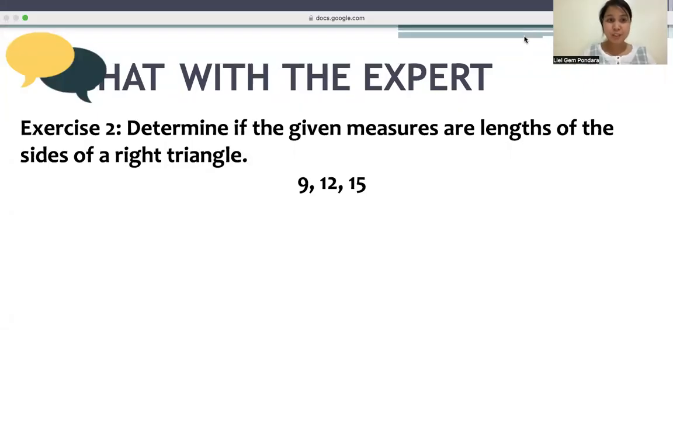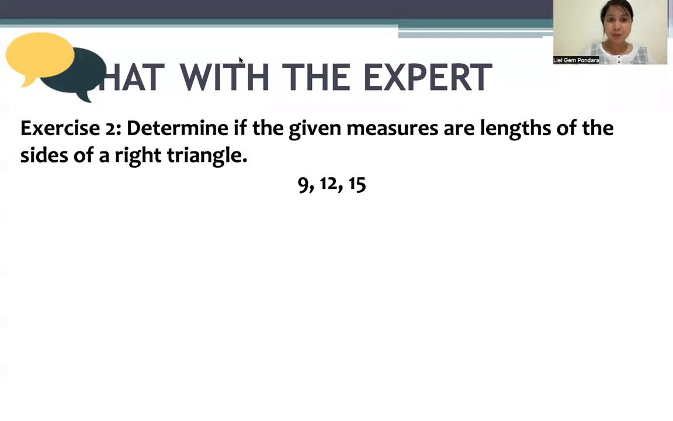In exercise number 2, we determine if the given measures are lengths of a right triangle. So again, how will we know if these are measures of a right triangle? It's when the measure of the longest side, you square it, is equal to the sum of the squares of the two shorter sides. Here, our longest side is 15. It's going to be 15 squared is equal to the two short sides, 9 squared plus 12 squared.